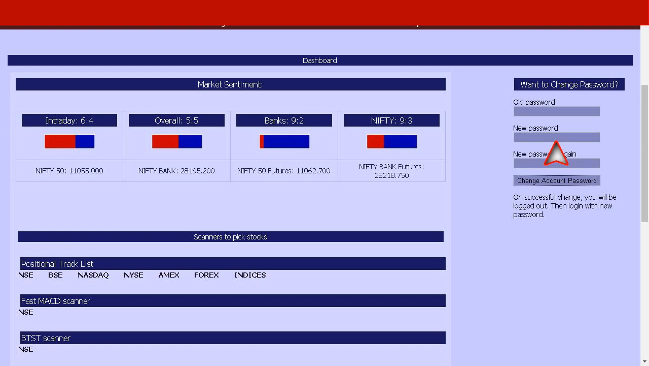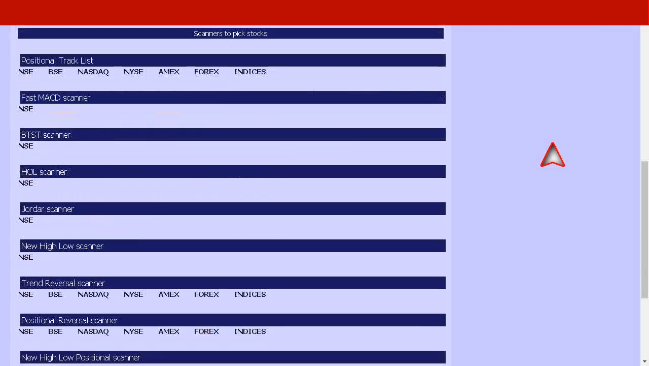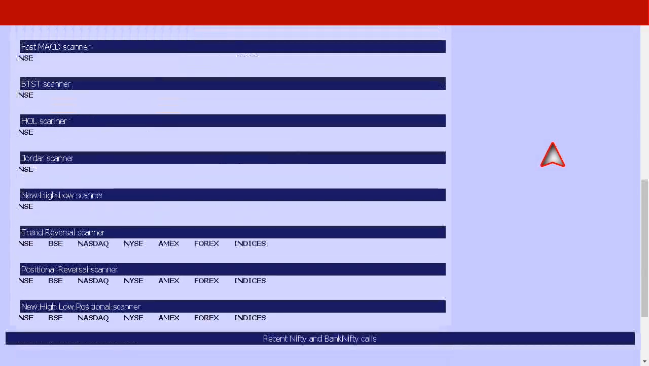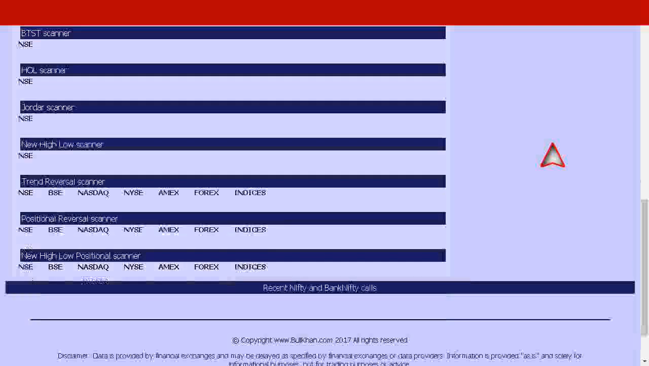So what do we do here? We scroll down a little bit. There is a scanner. Scanner is a method to select stocks. Okay. So there is one of them here. This is called HOL scanner.